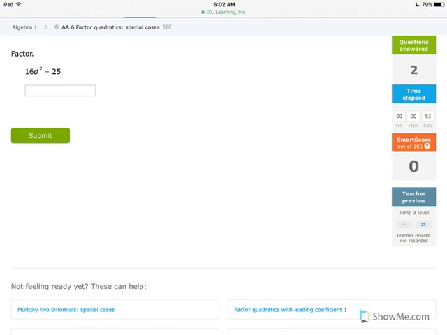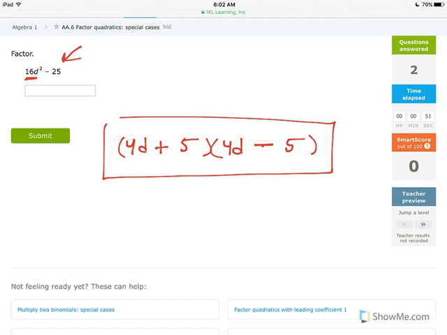And here's another difference of two perfect squares factoring pattern. So we know it's going to be an a plus b, a minus b factoring pattern. And we just put in the square roots. So what is the square root of 16d squared? That should be a 4d, and a 4d, because 4d times 4d is 16d squared. And then what's the square root of the 25? That should be 5 times 5. And there are your two factors.